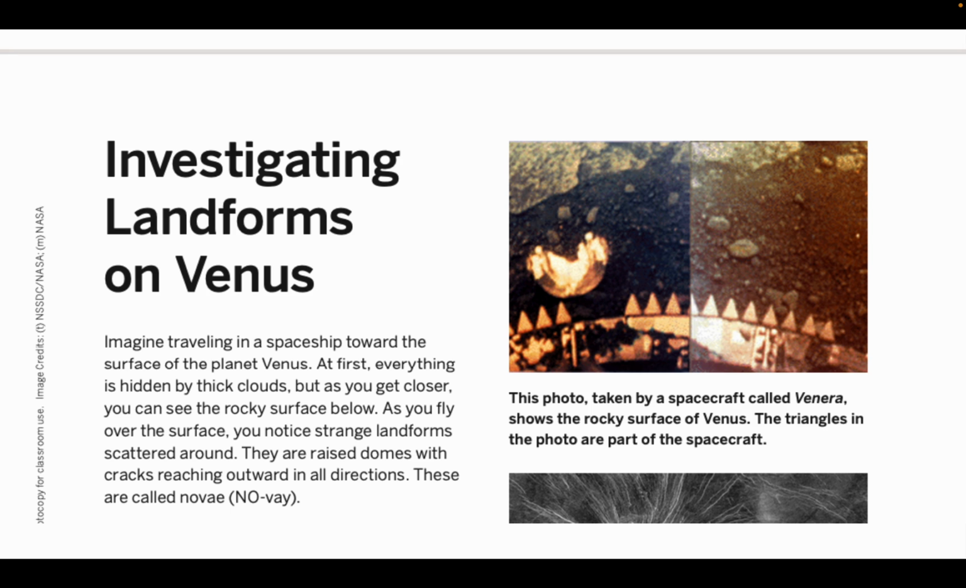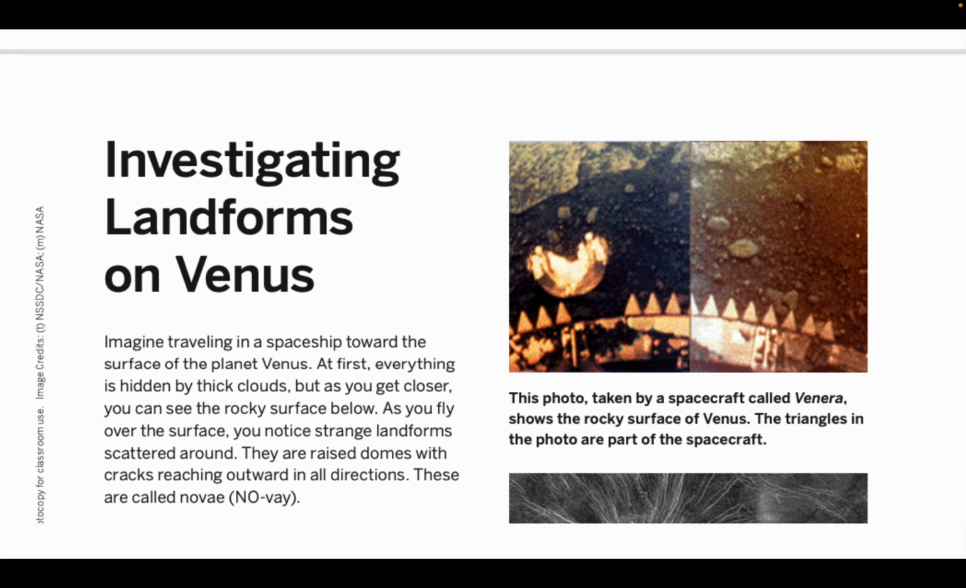Let me go ahead and read the first paragraph. Imagine traveling in a spaceship towards the surface of the planet Venus. At first, everything is hidden by thick clouds, but as you get closer, you can see the rocky surface below. So we can highlight rocky in green. It's not the definition, but off to the side in the margin, I drew a line under the word rocky, and then I wrote, Venus is a rocky planet. I'm making a connection to what I already know.